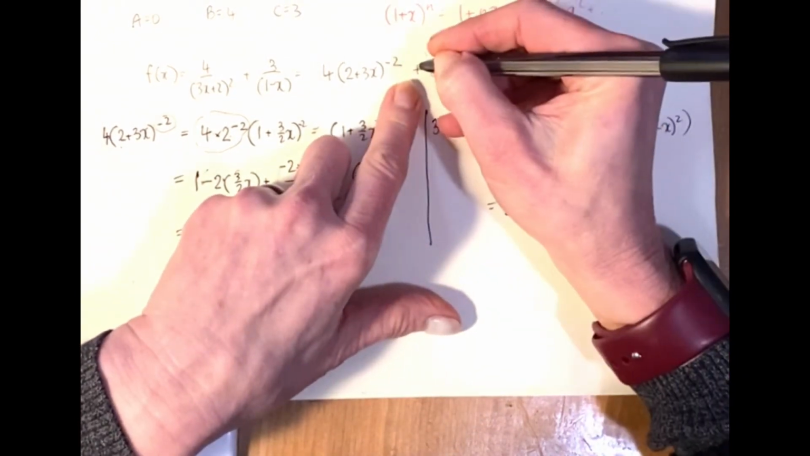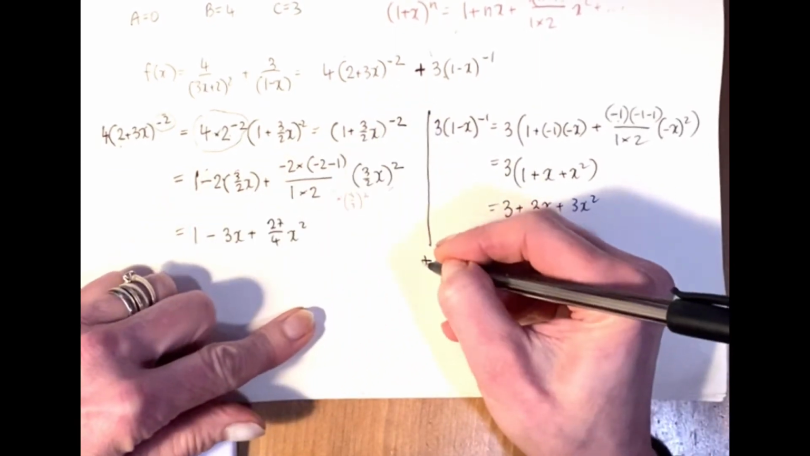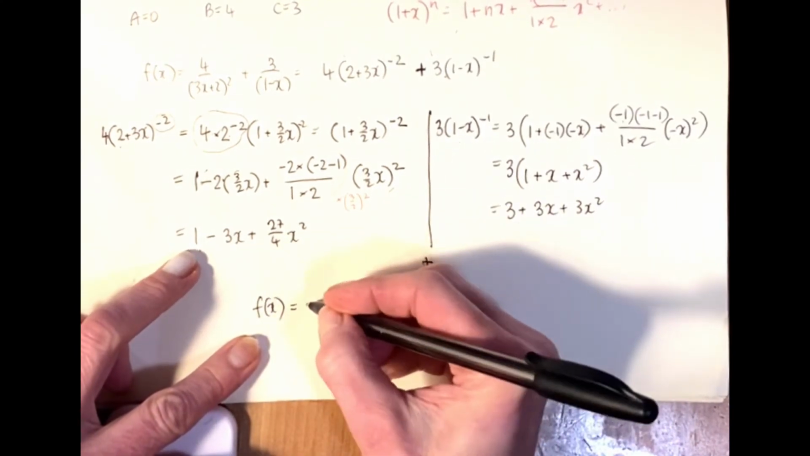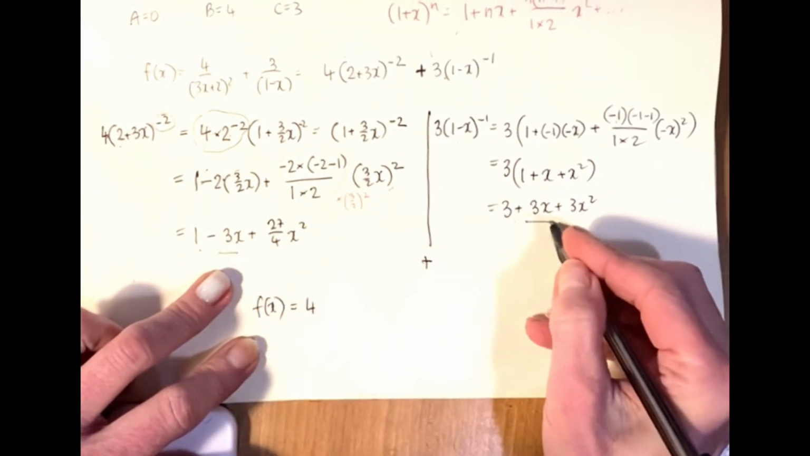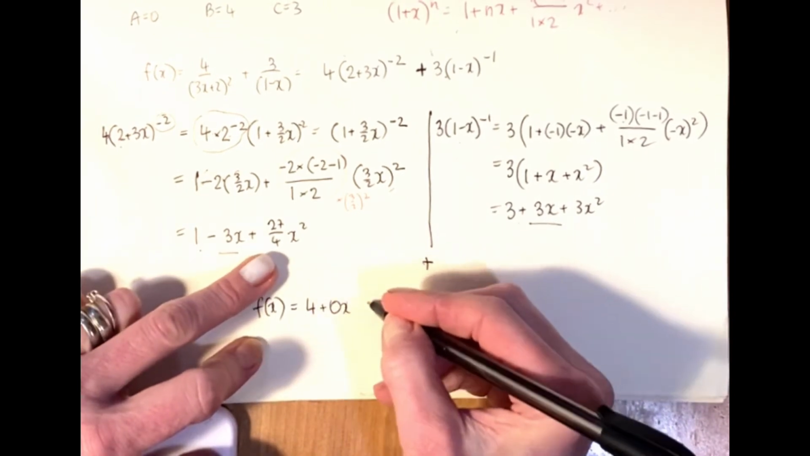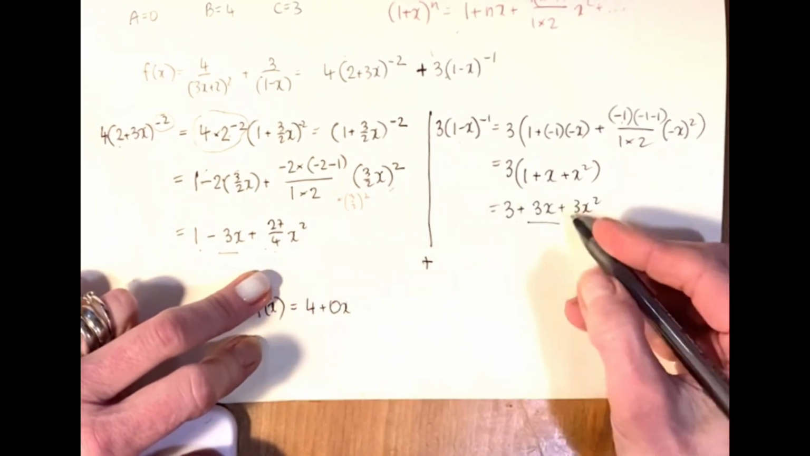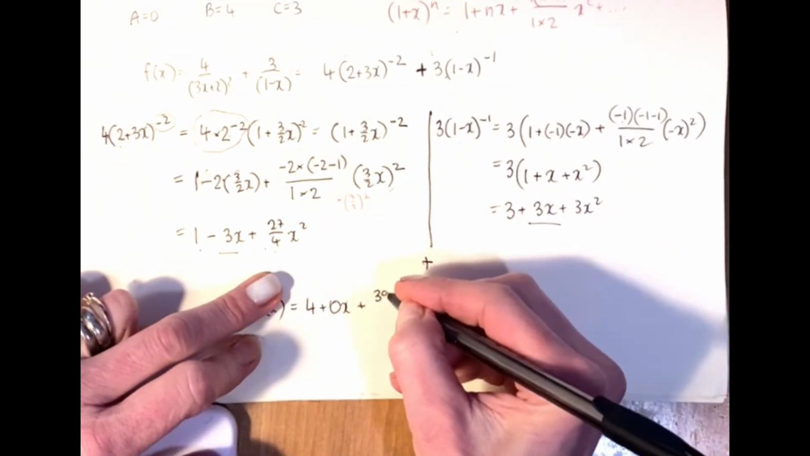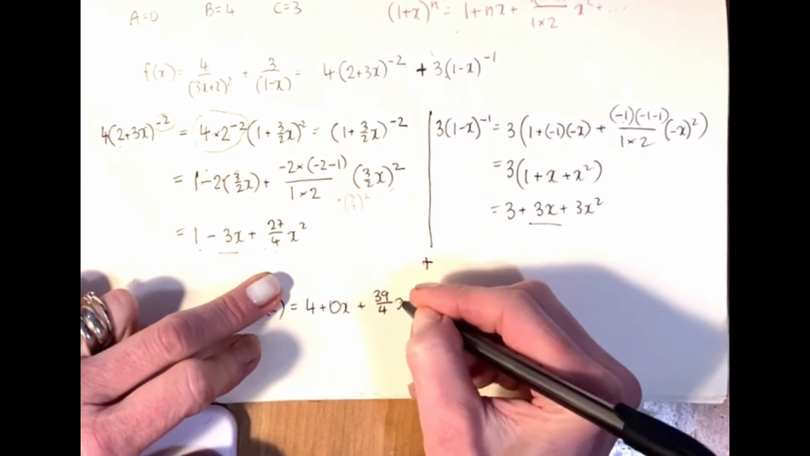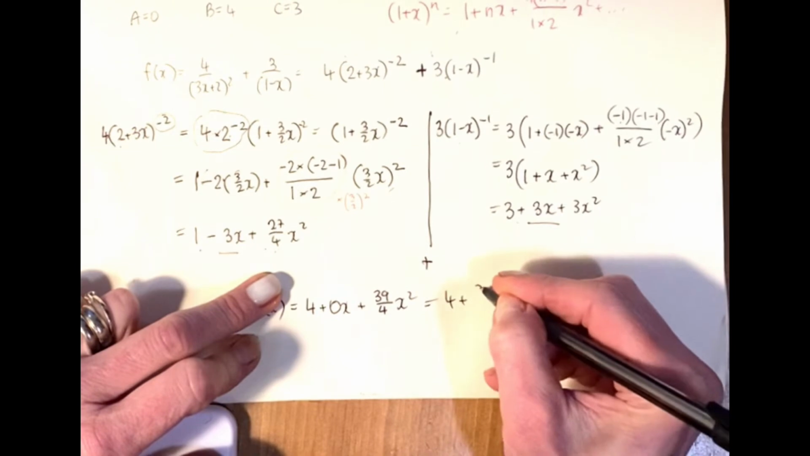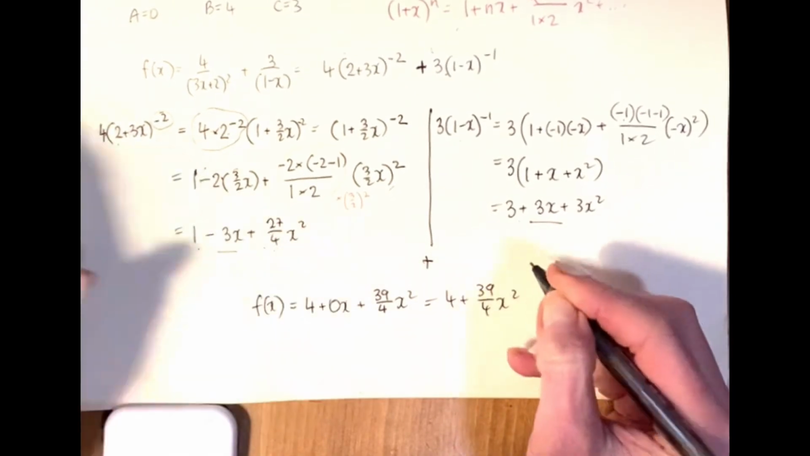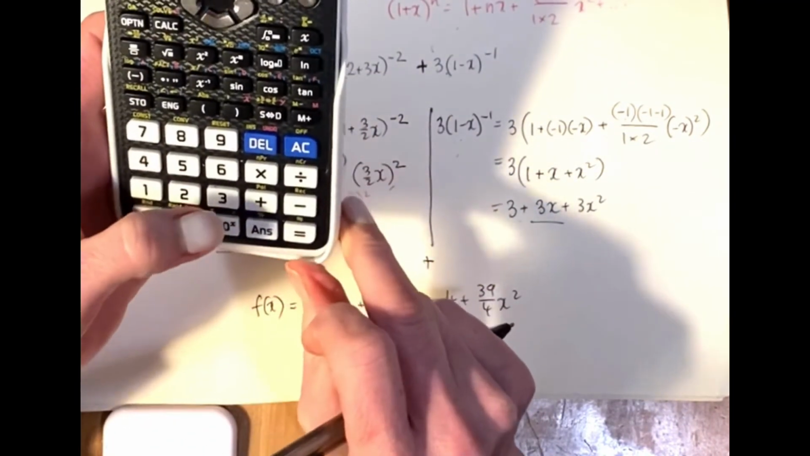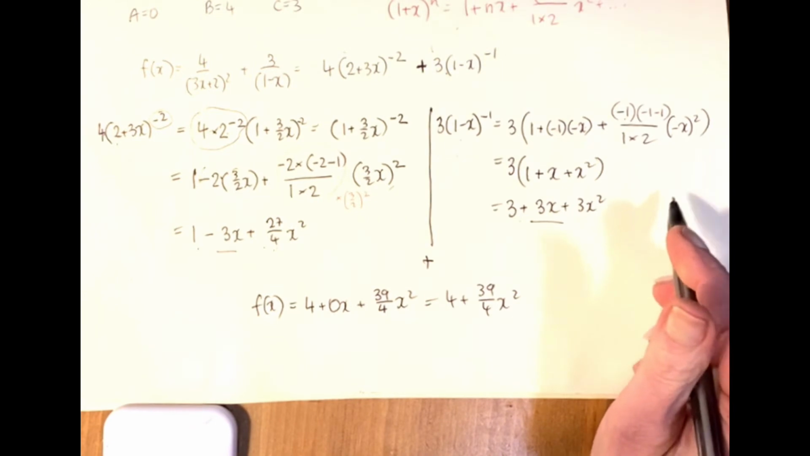And finally, we are adding the two results. Adding them together, f of x gives us 1 plus 3, which is 4, minus 3x plus 3x, so 0x, and then 27 quarters plus 3. Do it on the calculator: 27 plus 12, 39 over 4 x squared. So it's 4 plus 39 over 4 x squared. Double check: 27 divided by 4 add 3. There you go, 39 over 4. So that gives me part B.